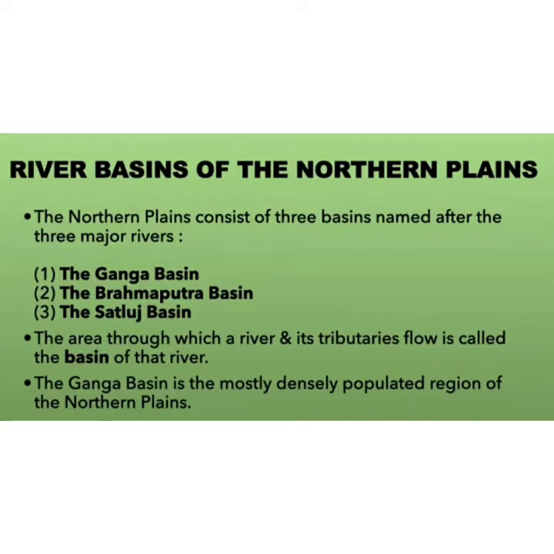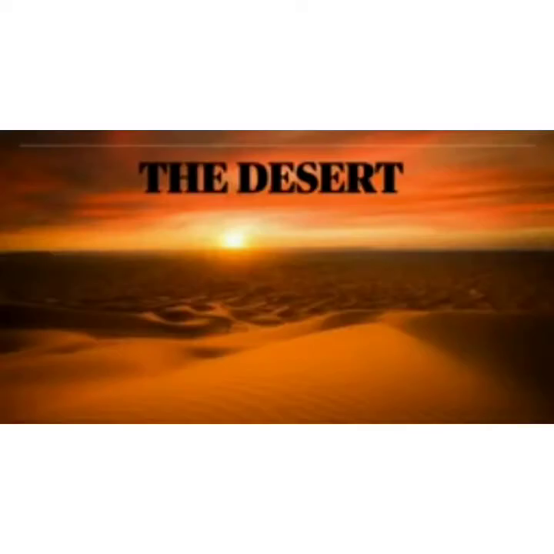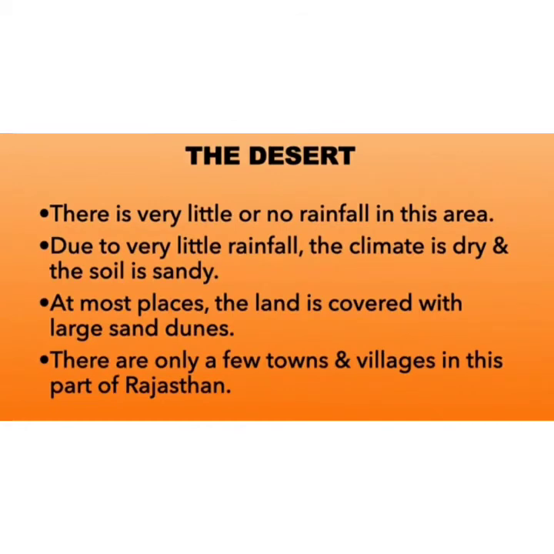Children, now we will learn about the desert. The Thar Desert is located in the western part of India. It's also known as the Great Indian Desert or the Western Desert. There is very little or no rainfall in this area. Due to very little rainfall, the climate is dry and the soil is sandy. At most places, the land is covered with large sand dunes.